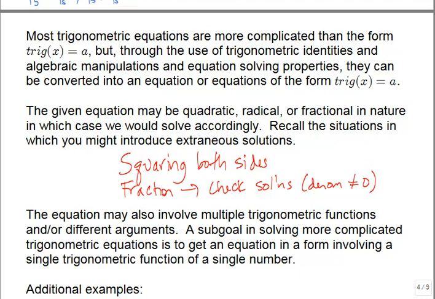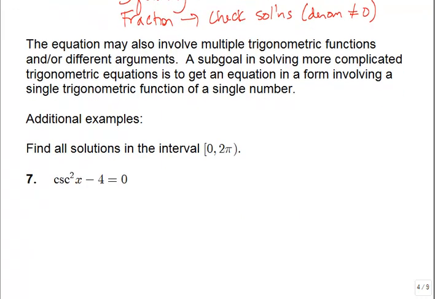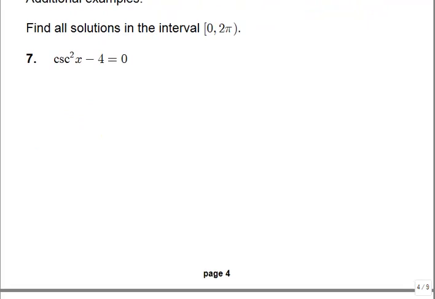The equation may also involve multiple trig functions and/or different arguments. So a subgoal in solving more complicated trig equations is to get an equation in a form involving a single trig function of a single number. So we're going to see lots of examples here that are starting to look a little bit more complicated. So let's start with this one.